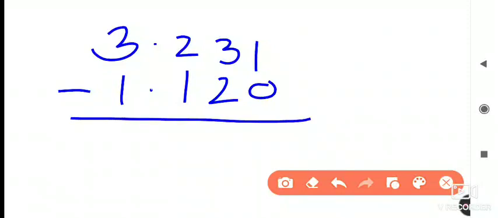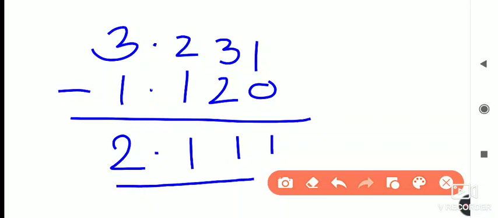So first of all, 1 minus 0 is 1. One thing I told you is that we have to write the decimal point below, and in the answer also we have to write the decimal point at that place only. So 3 minus 2 is 1, 2 minus 1 is 1. Now the decimal point is there, so give the decimal point here, and 3 minus 1 is equal to 2. So its answer is 2.111. Suppose this is a question, all of you note this down.